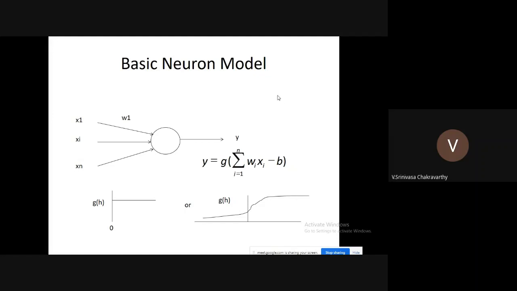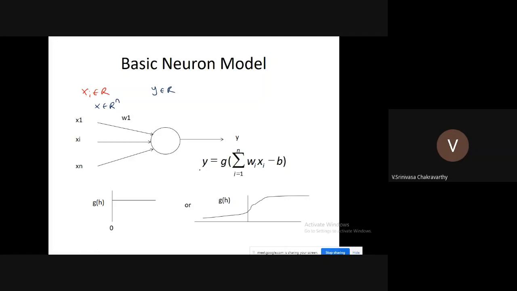The inputs are x1, x2, x3. These are real numbers, so xi is basically a real number, and output y is also a real number. And if you look at vector x, that's an n-dimensional vector. So all these inputs are combined in the neuron, and then it performs a nonlinear function operation on top of this, and produces an output.